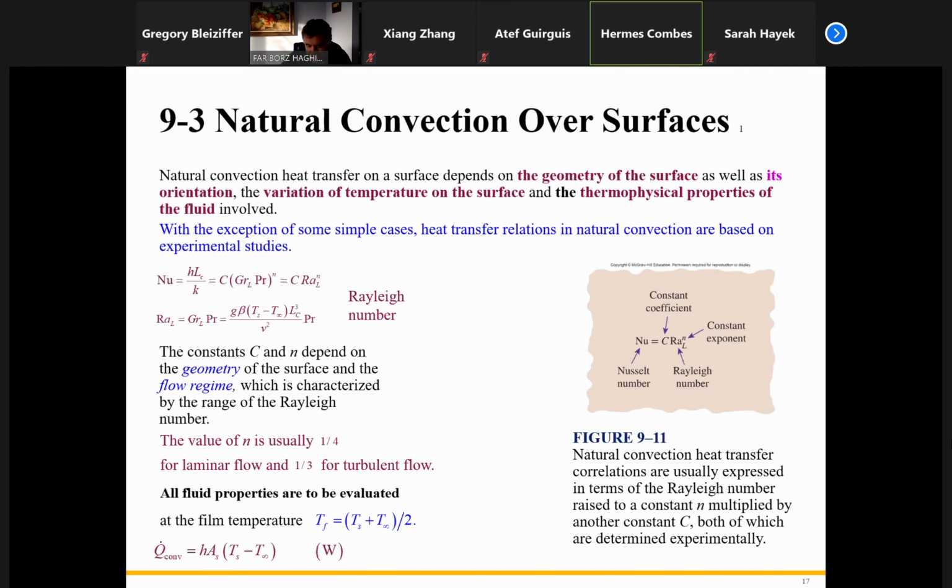Sir? Yes, sir. When it says all fluid properties are to be evaluated at TF, it includes the Pr number, right? Prandtl number. Absolutely. Okay. Absolutely, sir. Let me go to the next slide.